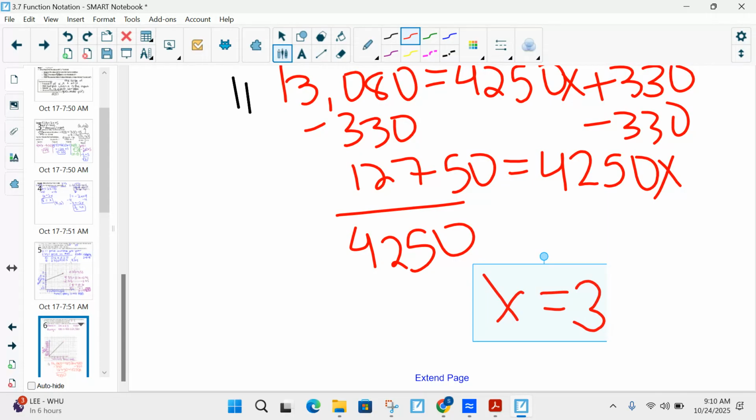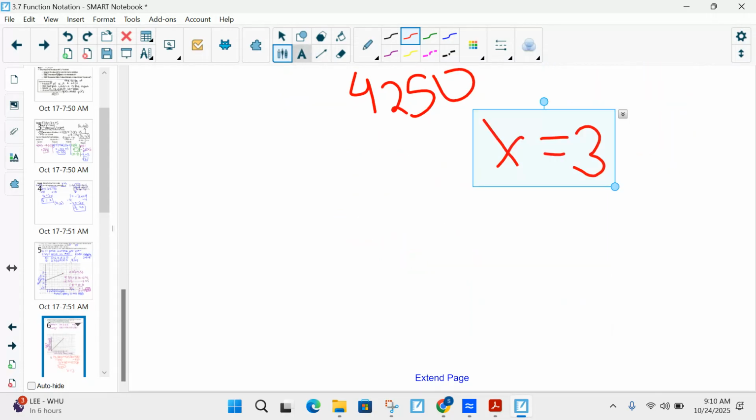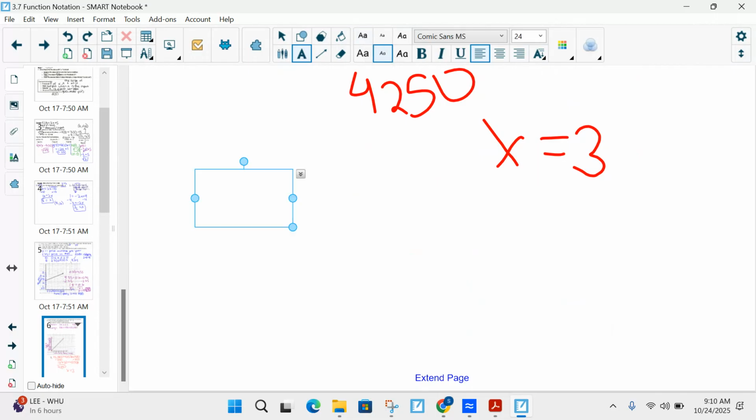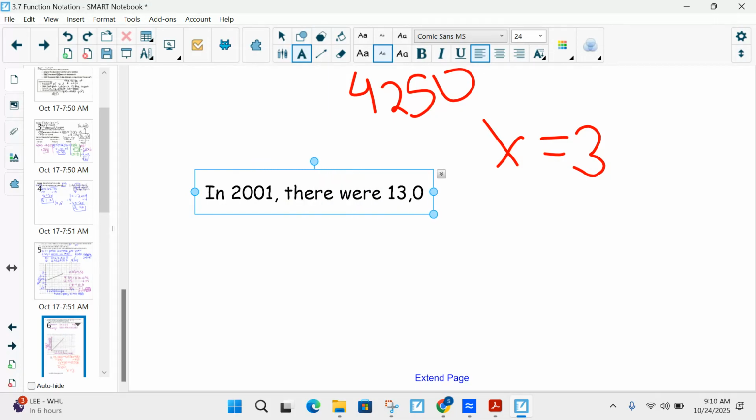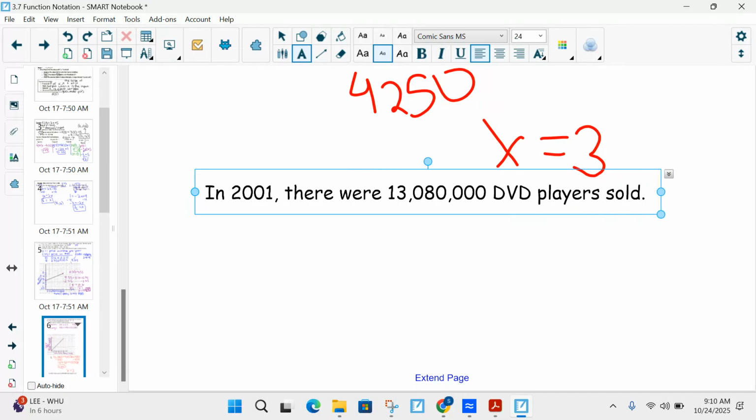Okay. Yeah, so on your paper, make sure you write this out. In 2001, there were 13,000 thousand DVD players sold. That actually means 13 million, because there's an extra thousand at the end. And I lived during that time, and I can confirm that yes, DVD players were experiencing quite the boom in the early 2000s.